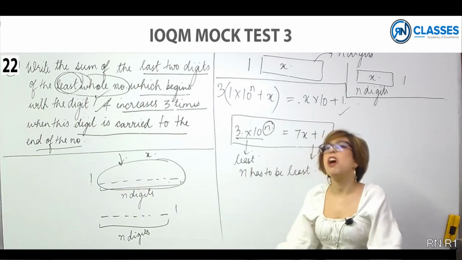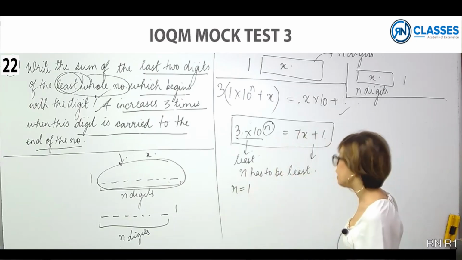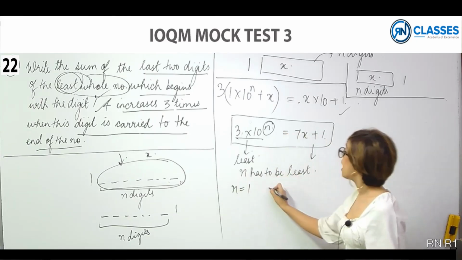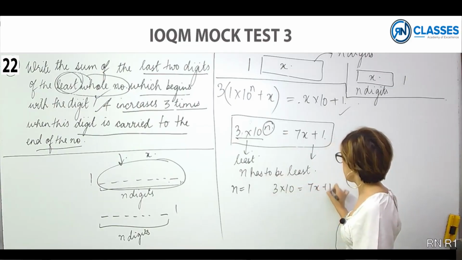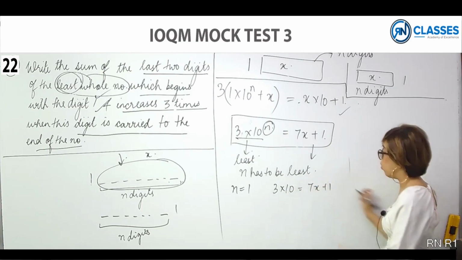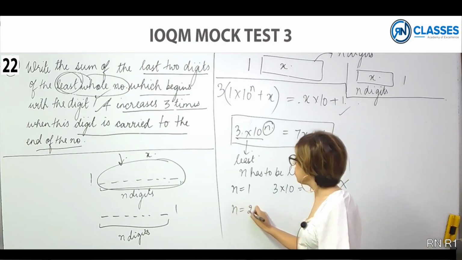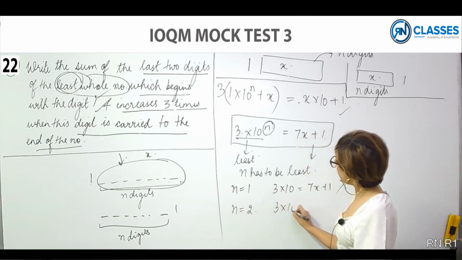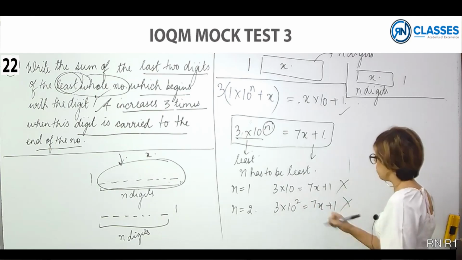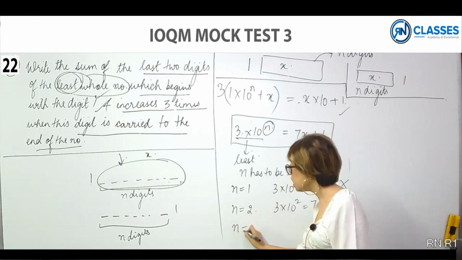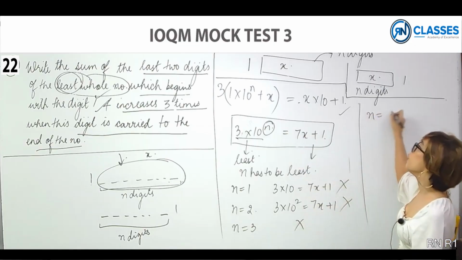Let me check. I will start with n equal to 0, n equal to 1. It has to be a natural number. When n is equal to 1, this equation becomes 3 into 10 is equal to 7x plus 1. From here, x will not be a whole number. Reject this. Let's try for n is equal to 2. This becomes 3 into 10 squared is equal to 7x plus 1. Again, x is not a natural number. You can try for n equal to 3; you will not get x as a natural number. You can try for n equal to 4; you will not get it.